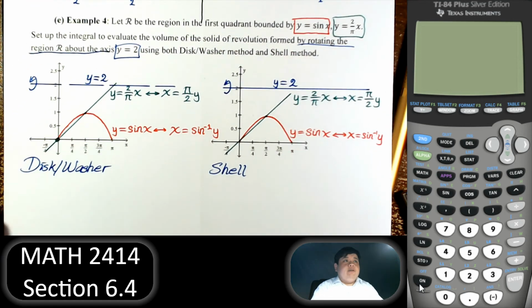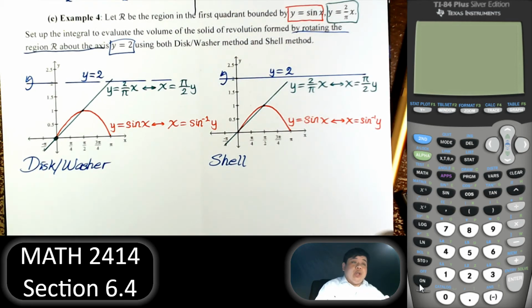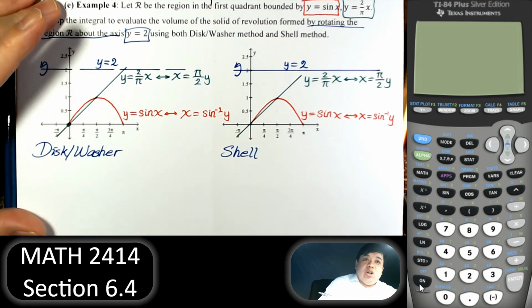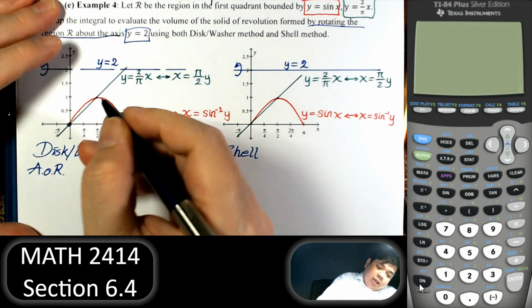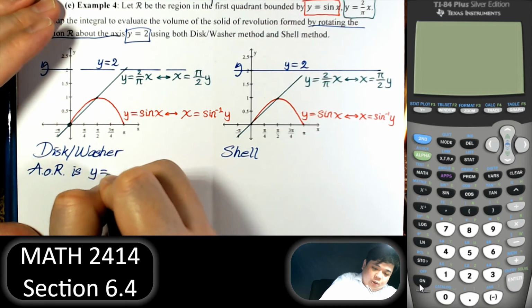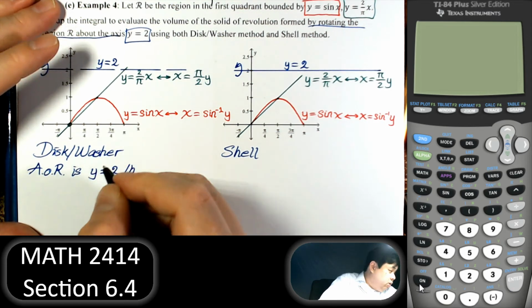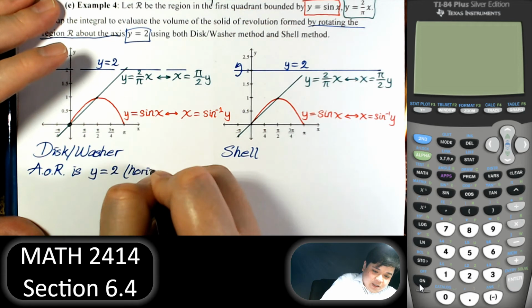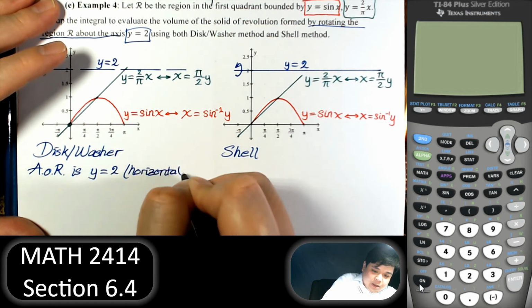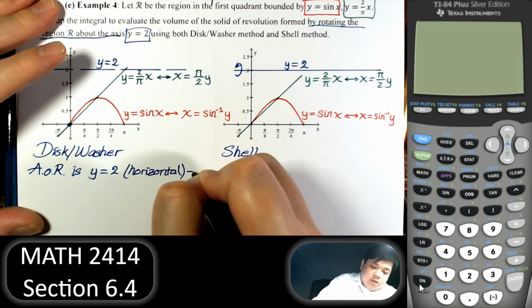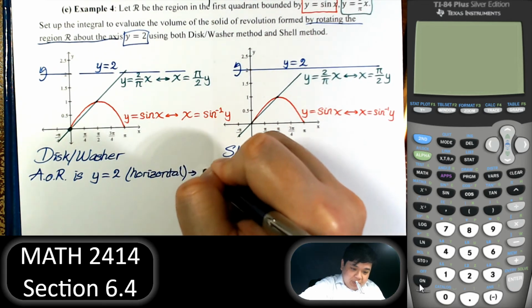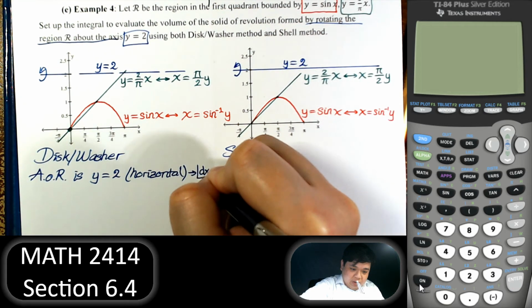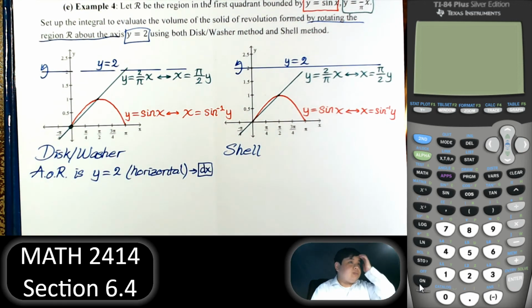Right. First things first, do we use dx or do we use dy for the disk and washer method? The axis of rotation is y equals 2, and that is a horizontal axis. Now if it is horizontal, then the increment has to also be horizontal, and dx is the horizontal. So we use dx.